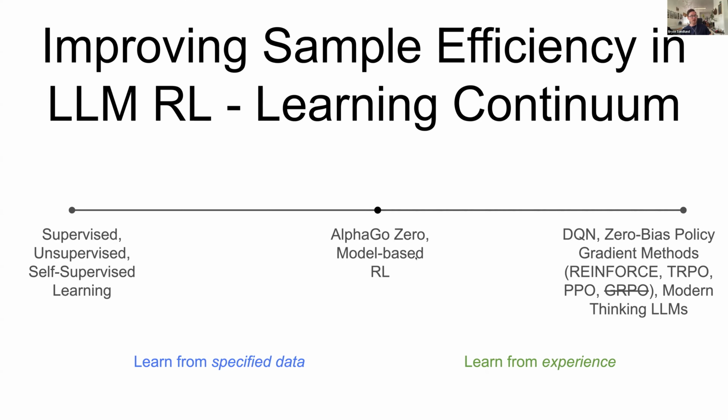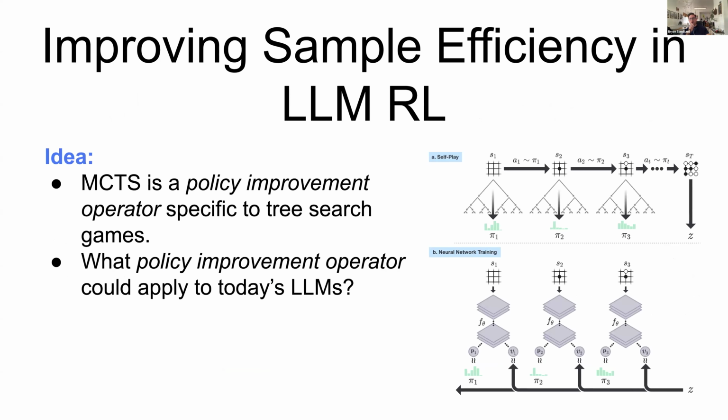But there's actually a middle ground, and that's where I put AlphaGo Zero, which is not learning directly from experience. It's learning with Monte Carlo tree search built into the algorithm. And there's also a larger category of model-based reinforcement learning. If we go back to our AlphaGo example, we are able to rely on Monte Carlo tree search as a policy improvement operator.